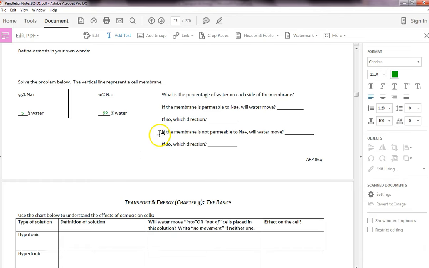But let's look at this case here. If the membrane is not permeable to sodium, so there's an imbalance, well, what's going to happen? Well, this is when water moves. And water will move from where water is high to where water is low. So water in this case would move from the right side of the membrane to the left side of the membrane. Okay.